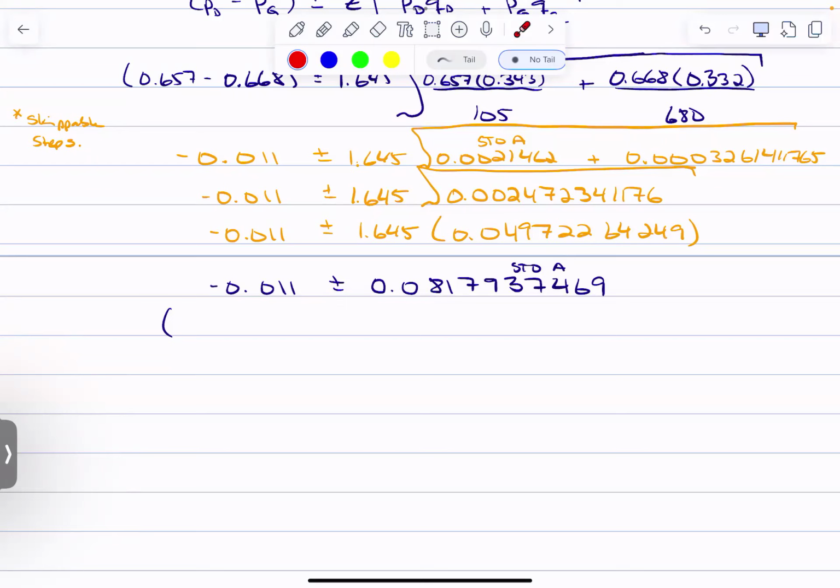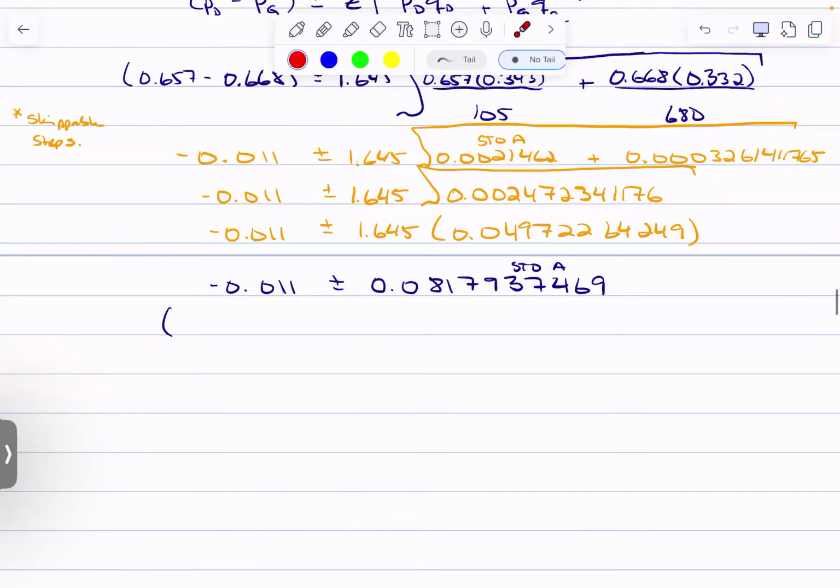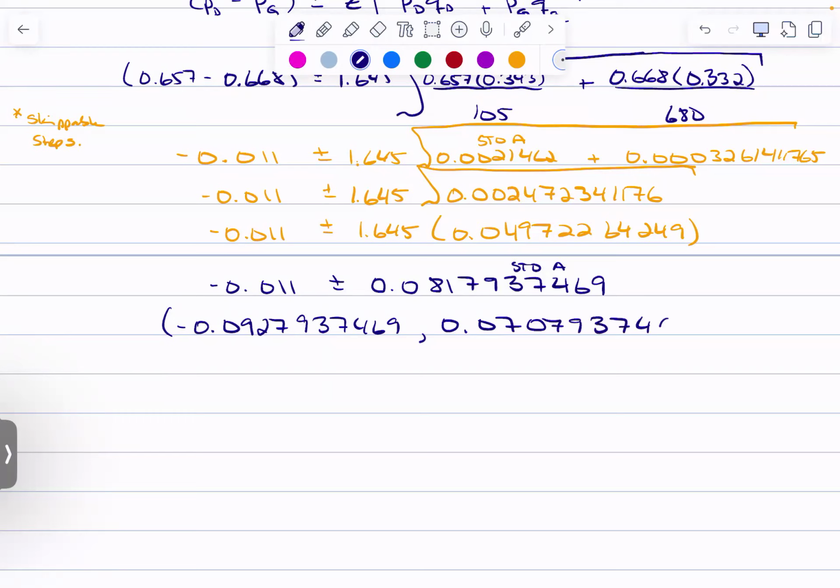And then on my upper end, right, this is my best guess at the difference from my sample. And then I have my margin of error, which is my buffer around my best guess, and that makes my confidence interval. And so I have negative 0.011 minus that little guy, negative 0.0927937469, up to negative 0.011 plus that little guy, 0.07079374669.